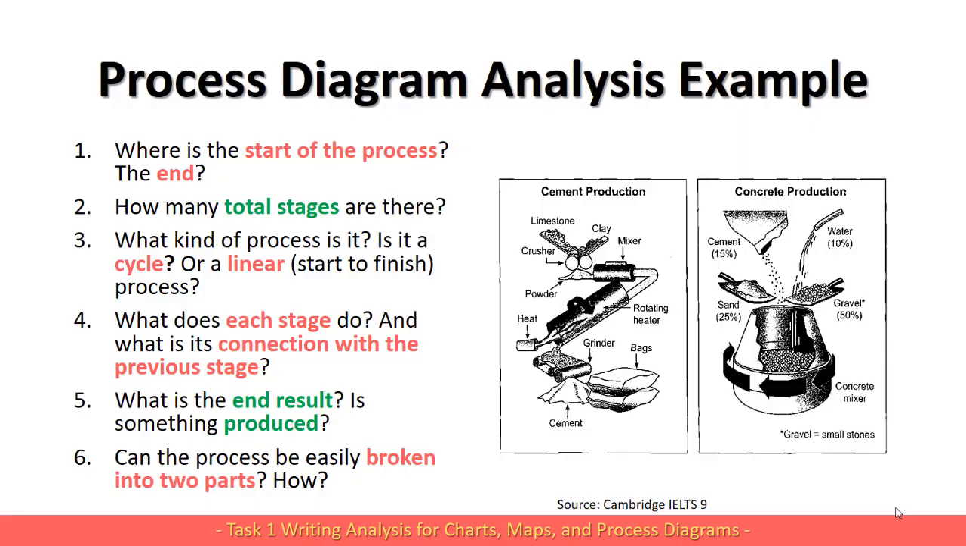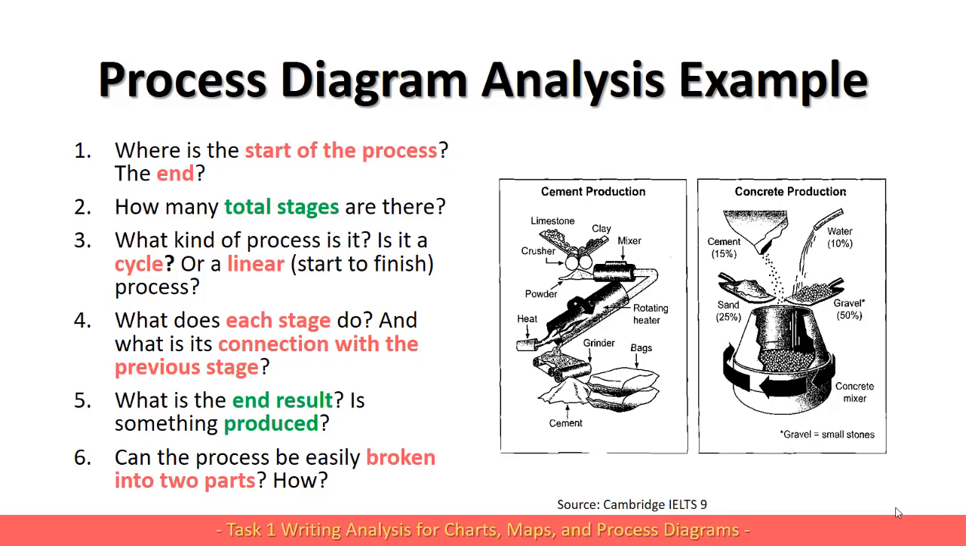All right, and the example for the process diagram. Number 1, where's the start of the process and the end? Let's look at this process diagram. We actually have 2. On the left, we have cement production, and on the right, we have concrete production. All right, so we're making two different types of things. Very interesting. But let's look at this left one first.